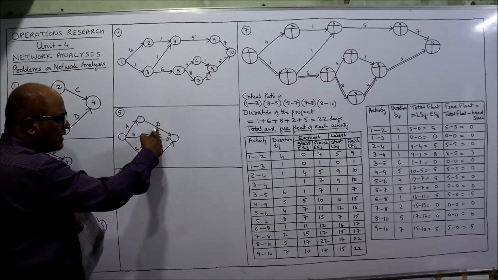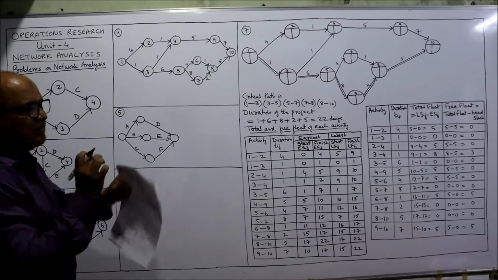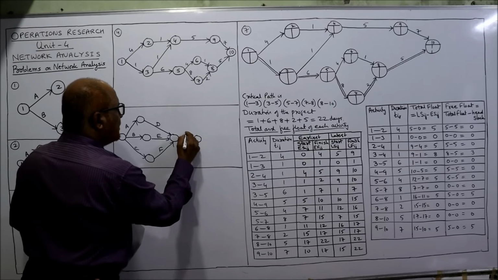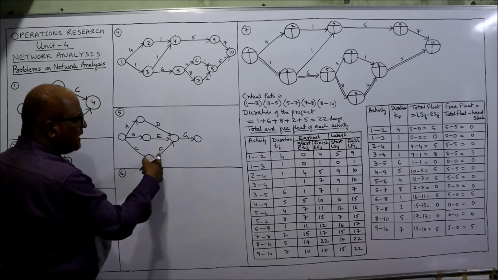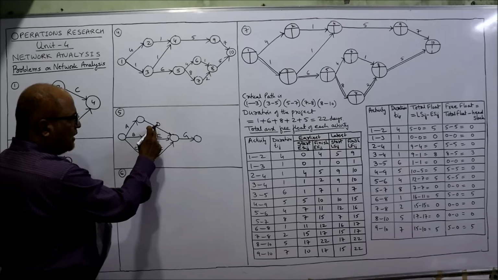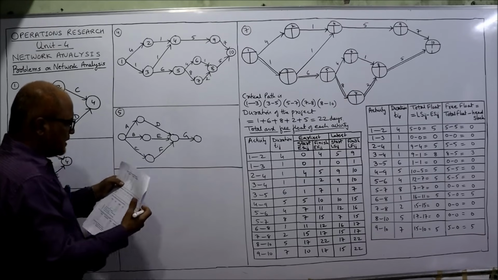Why am I joining all three? Because D, E, F is the predecessor for the activity G. So this is the G activity. G follows after D, E, F. That's why I have combined D, E, F. D follows after A, E follows after B, F follows after C.